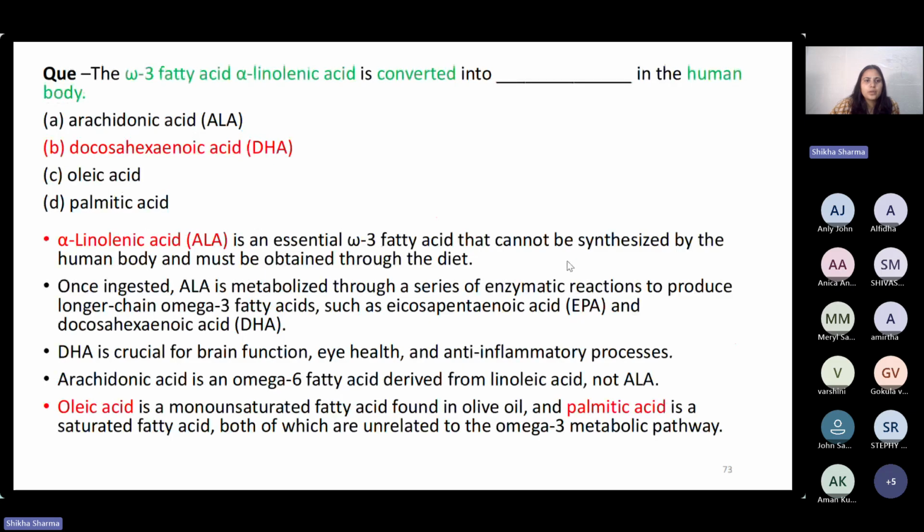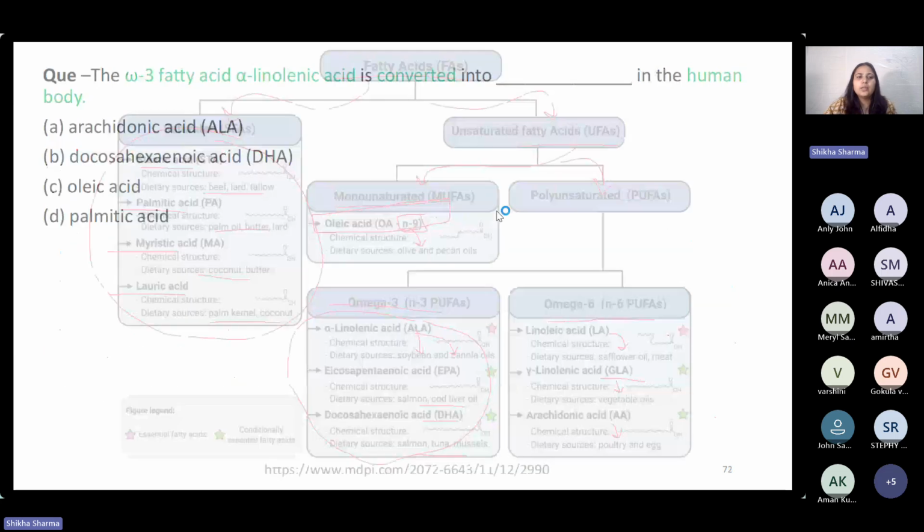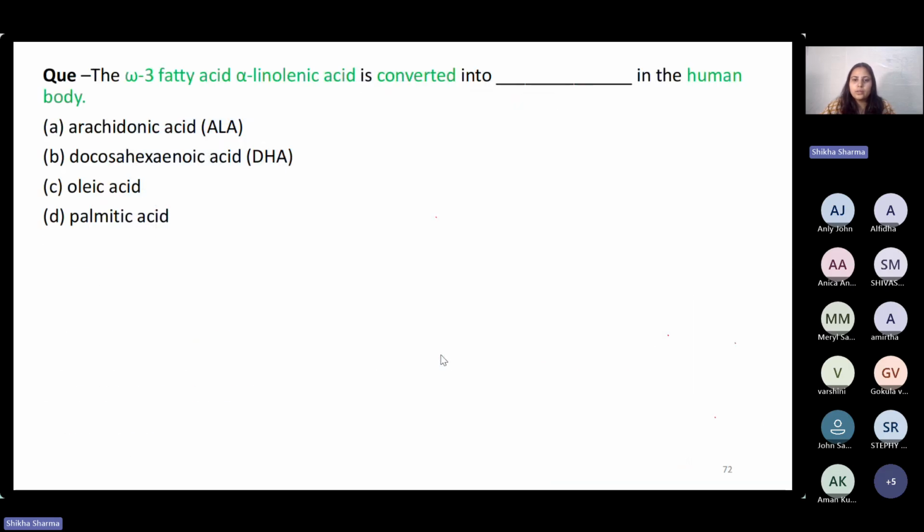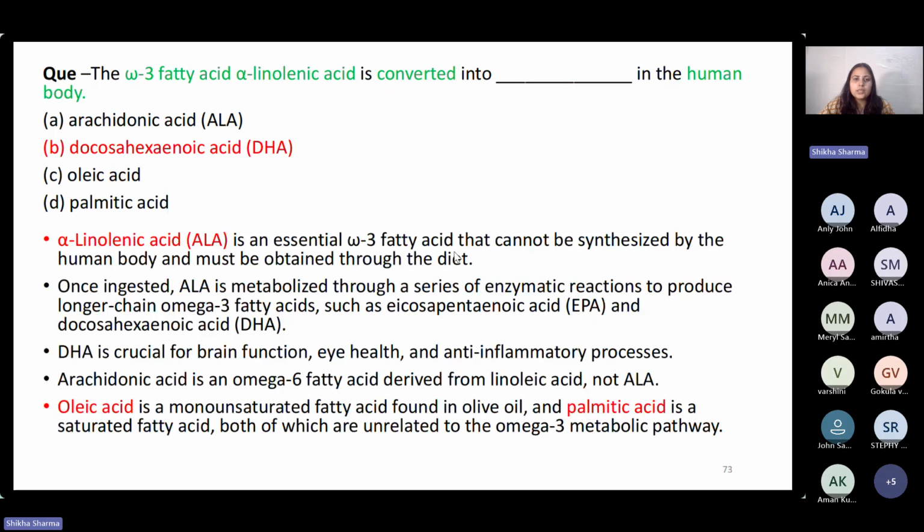Okay, let's see. So the correct answer is DHA. Alpha linolenic acid, which is ALA, is one of the omega-3 acids which we get from soybean and canola oils. This is an essential omega-3 fatty acid that cannot be synthesized by the human body. That's why it is known as an essential fatty acid, because our body cannot synthesize it, but it is very important for our diet.